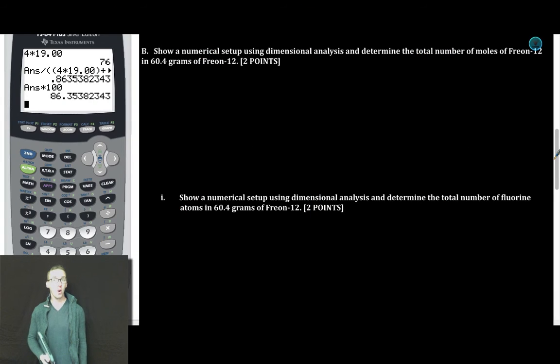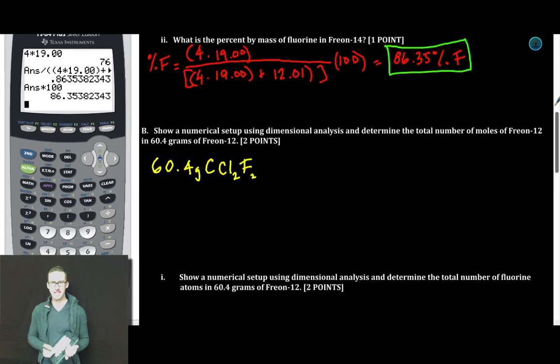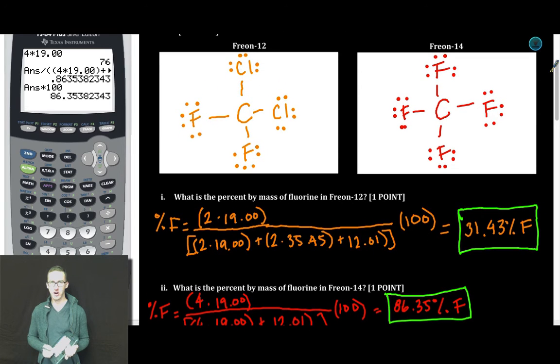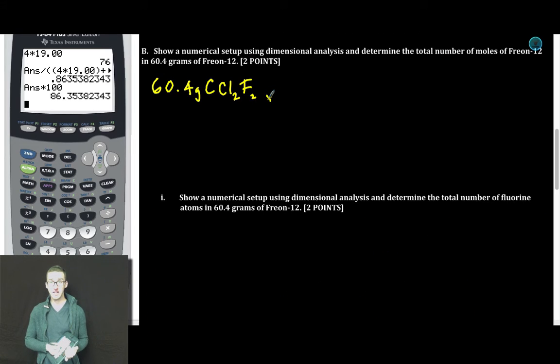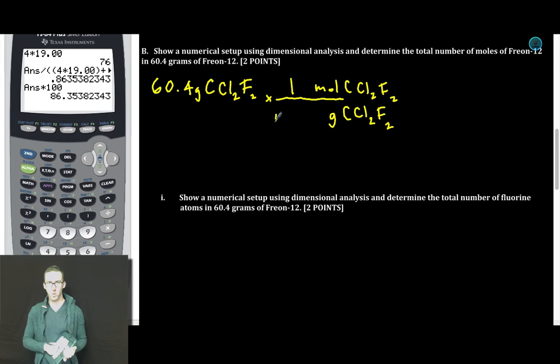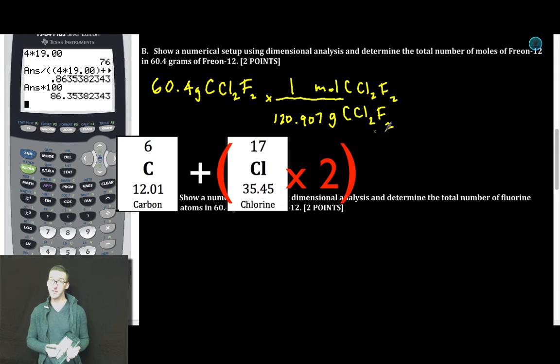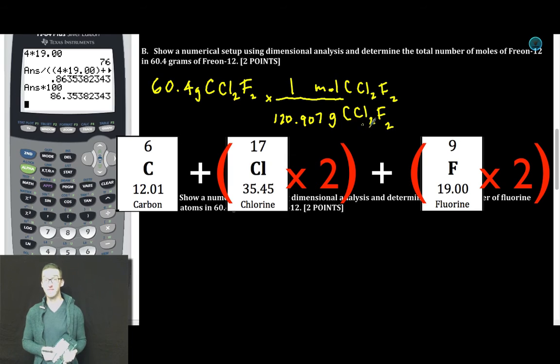And determine the total number of moles of Freon 12 in 60.4 grams of Freon 12. 60.4 grams of Freon 12 is CCl2F2. Again, we're talking about this one here, Freon 12. We're using dimensional analysis. To cancel out those units of grams, I'm going to put that initially on the bottom. First, convert into moles. 1 mole of CCl2F2 is 120.907 grams. That comes from adding together the masses of all the individual elements in Freon 12.